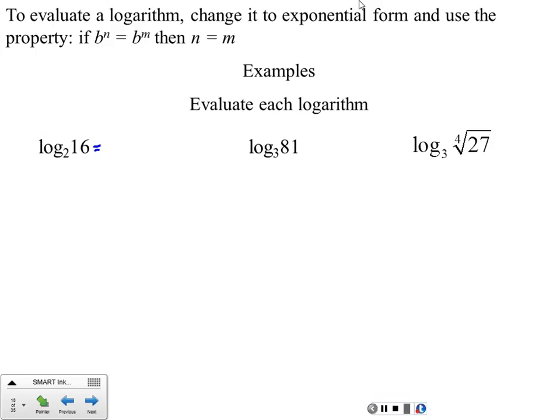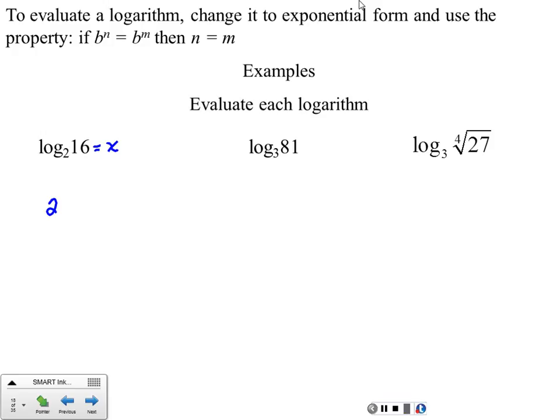I can say that this is equal to x, because that's what we don't know. We don't know what log base 2 of 16 is. So it's equal to x, or whatever you want it to be. Change it to exponential. Your base is 2, and this is asking how many 2's do I need in order to get 16?